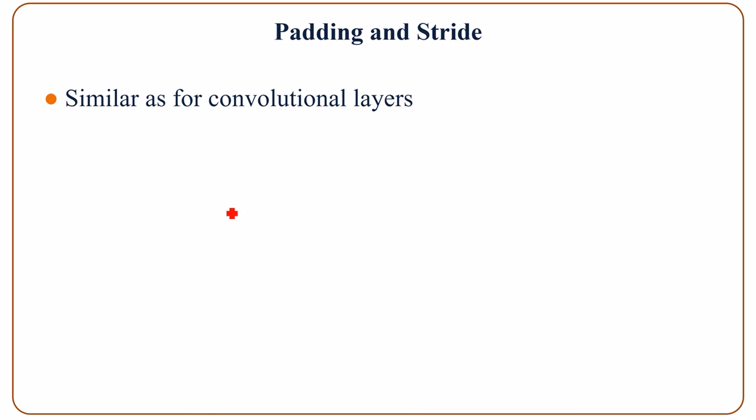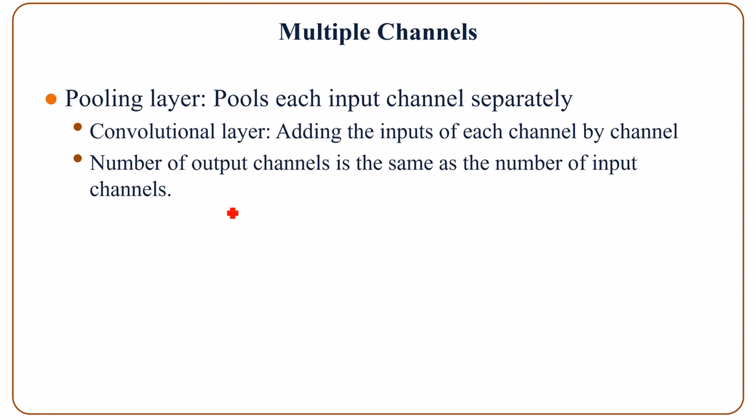For pooling operations, with a pooling layer, we pool each input channel separately. So this is different from what we did with the convolutional layer. With a convolutional layer, we added the inputs of each channel. If there are 3 channels in the input image and 3 channels in the kernel, the output has only 1 channel. However, in the case of the pooling layer, the number of output channels is the same as the number of input channels.